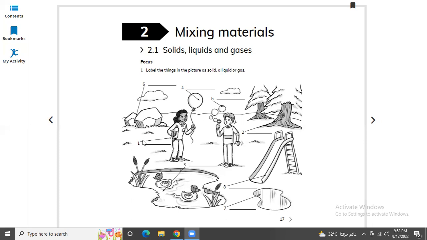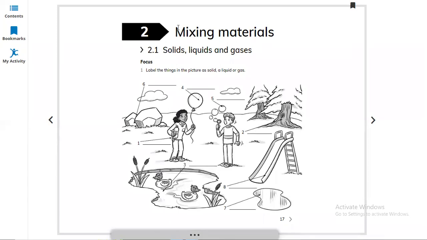And a solid is any material which you can touch and which has its own shape. So let's start from number 1. Here we can see a bottle of water. So it's liquid, and we write liquid here. Number 2, this one, a tree trunk. So it is a solid material, so we write solid here.